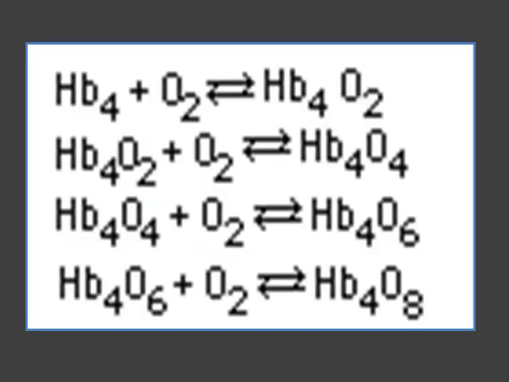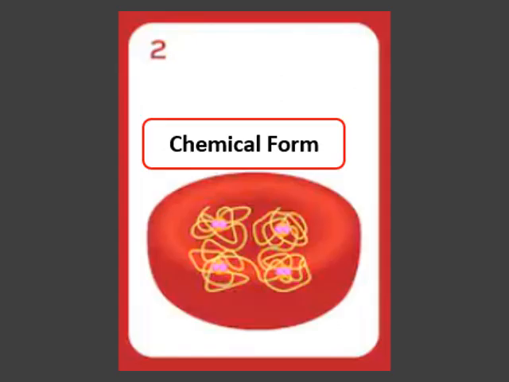It's important to know that oxygen combines with hemoglobin in steps, forming intermediary compounds as you can see here. The binding of hemoglobin with the first molecule of oxygen facilitates the next binding and so on till full saturation occurs. So, what is the importance of the chemical form of oxygen? Well, the chemical form of oxygen constitutes the main supply of oxygen to the tissues.